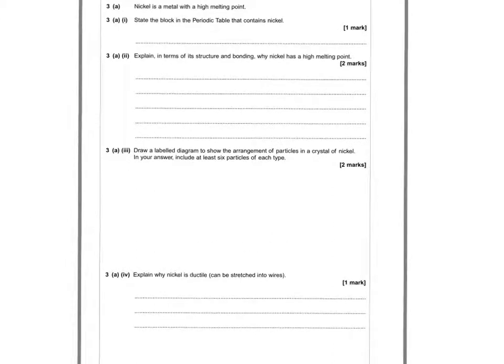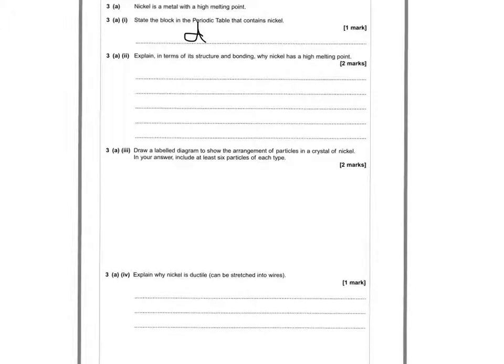Okay, question 3, structure and bonding. Question 3, nickel is a metal with a high melting point. State the block in the periodic table that contains nickel. So look at where it is. You should know your S, P and D block and where that is. Nickel is in the D block. Most people got that correct, well done. If you wrote transition metals, that's not a block. So just stick with D block.